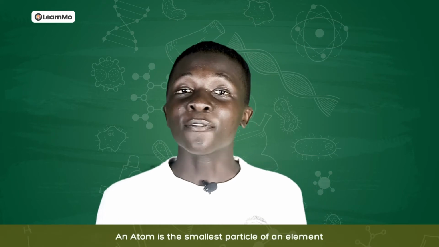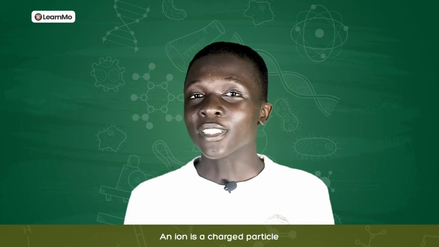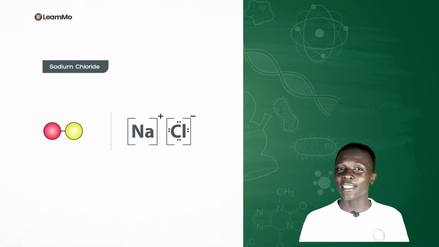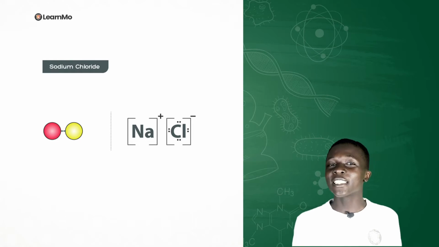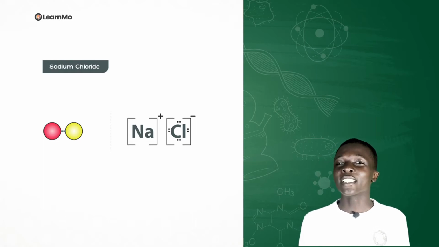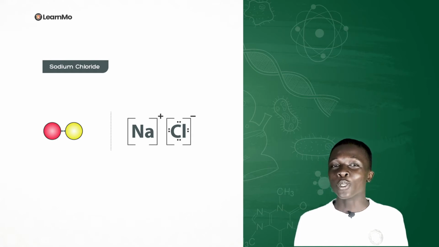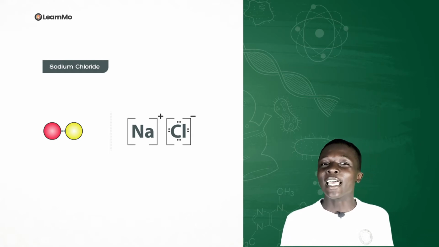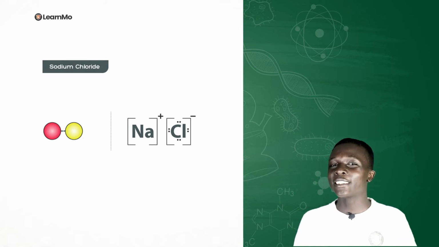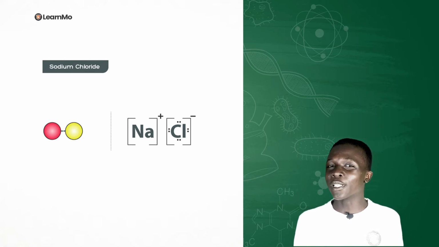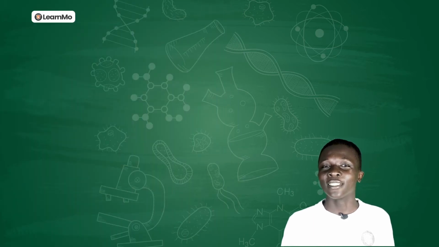An atom is defined as the smallest particle of an element. An ion is a charged particle. Most things that contain ions have ionic bonds. For example, sodium chloride, which contains positively charged sodium ions represented as Na⁺, because it loses electrons, and negatively charged chloride ions represented as Cl⁻.